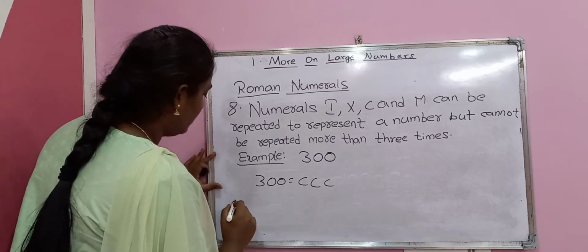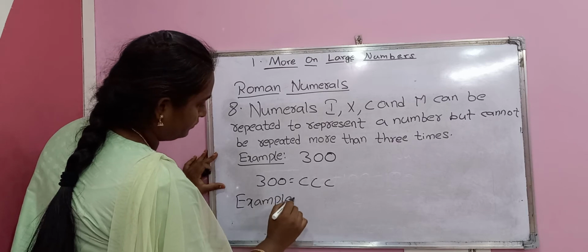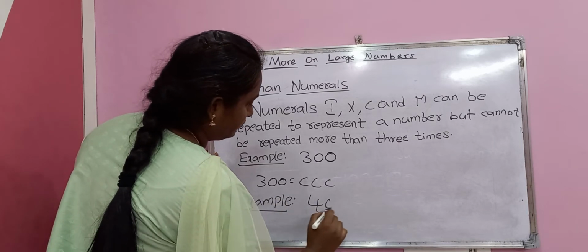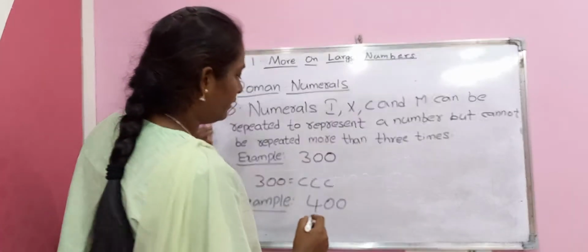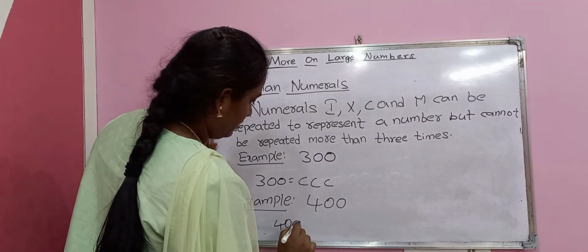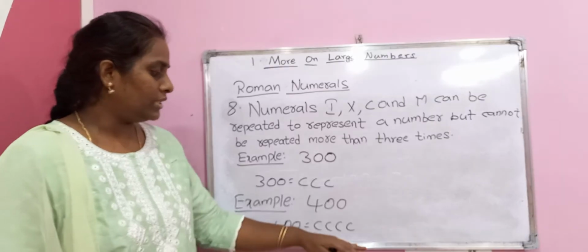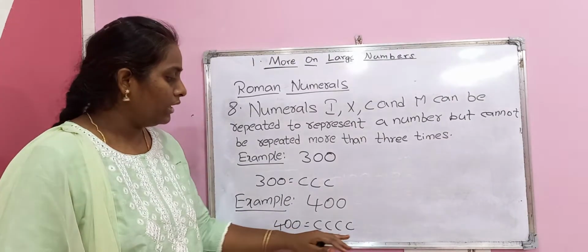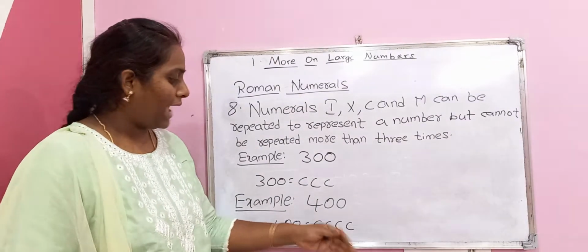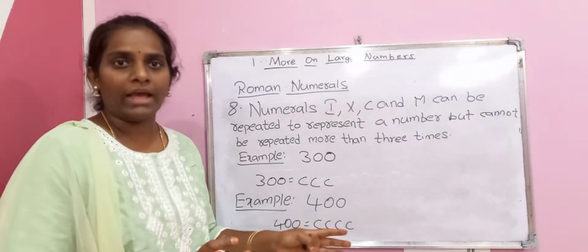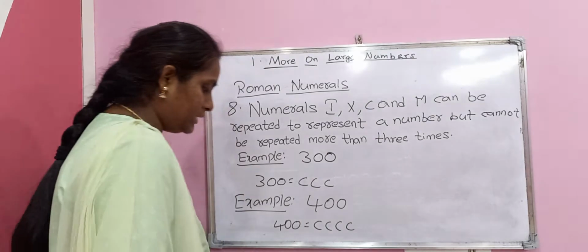And we take another example. 400. For 400 also, we'll write like this, CCCC. Is it correct? No, this is not correct, because here C is repeated more than 3 times, but there is no chance to repeat more than 3 times. We can repeat only 3 times. So how to write this one?